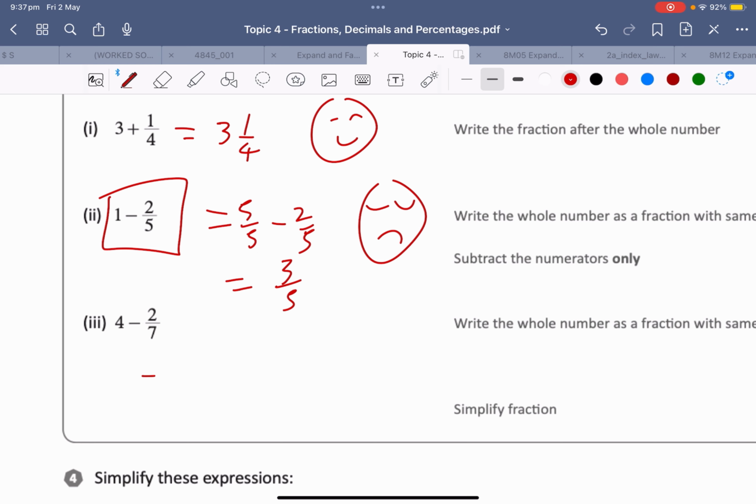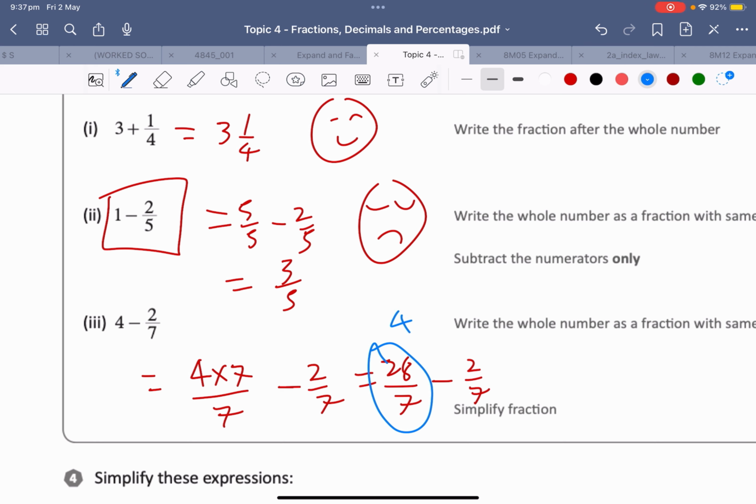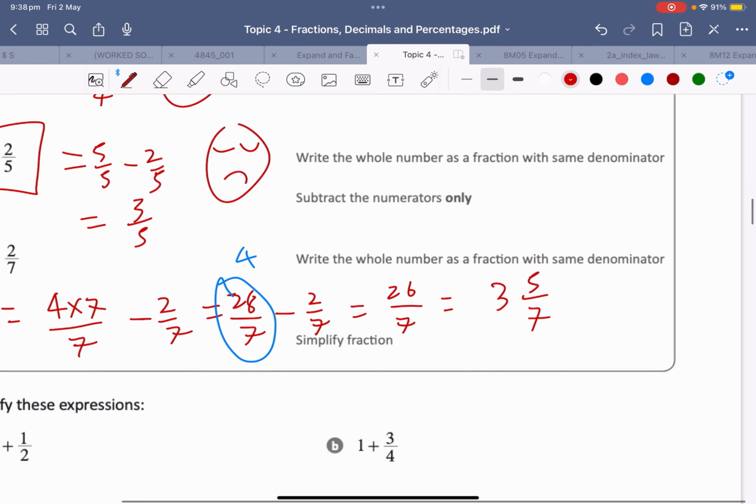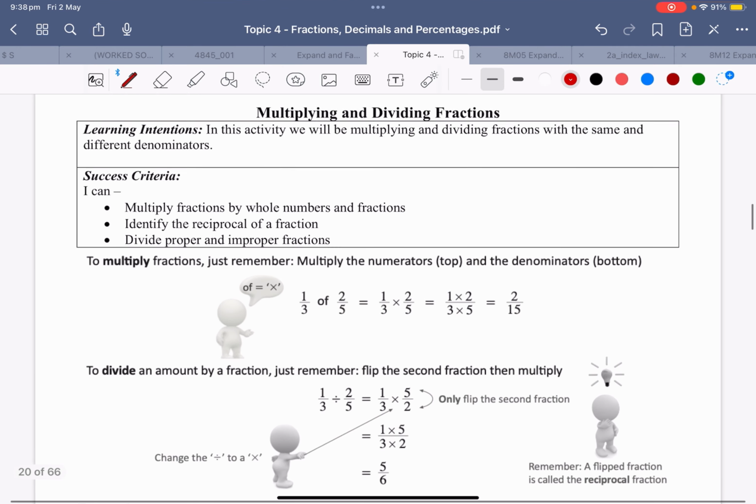4 minus 2/7 is the same as, what's 4? How many 7ths is 4? 4 times 7 over 7 minus 2 over 7, which is the same as 28 over 7 minus 2 over 7. This is 4. So you get 26 over 7. Now, ideally, for now, year 7 and 8, try to turn them into mixed fractions, mixed numerals, but later on I'll teach you to not worry too much about it. So 3 and 5 over 7. Okay? Have a go at these.